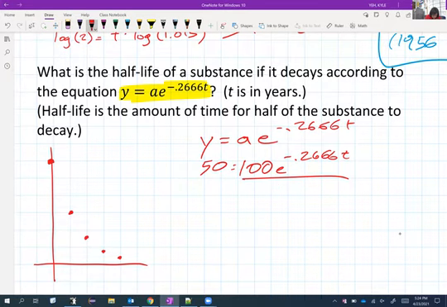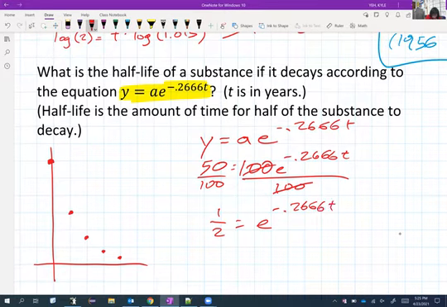But when I solve this, the very first step is why it doesn't matter what I start with, because when I divide by 100, and I had 50 as my current value, no matter what I start with for a half-life, we'll always get 1/2 over there, hence the half-life. 1/2 equals e to the negative 0.2666 t.